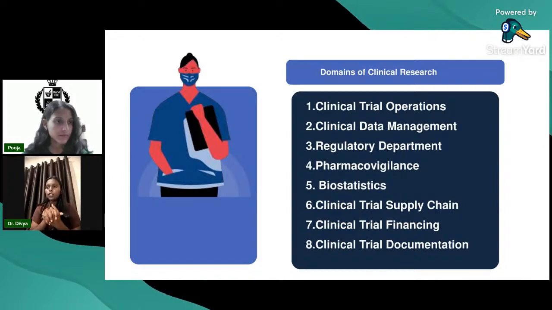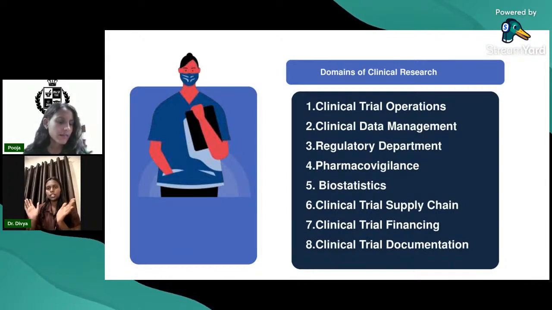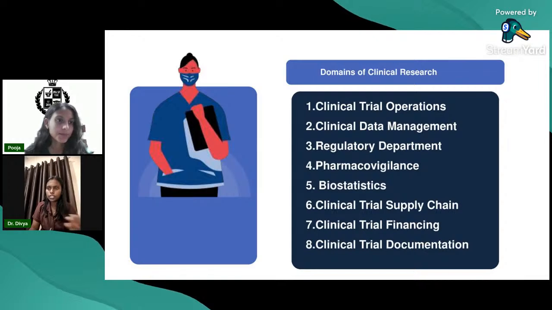The third is the regulatory department. Please do not confuse this regulatory department with regulatory affairs. They are closely related fields, but what they do is completely different. So here I'm talking about the regulatory department. The regulatory department is concerned with clinical trials. It looks after all the regulatory procedures, the applications, and the approval processes.